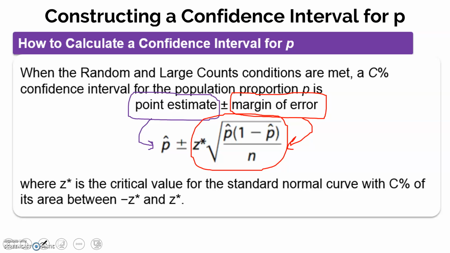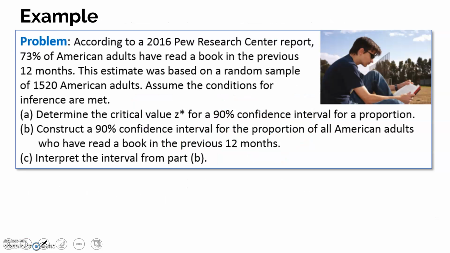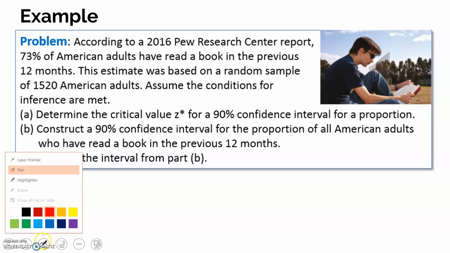Alright, so let's try an example out, and we're going to construct the full interval this time, which is something we've never done. So in this example it says, according to a 2016 Pew Research Center report, 73% of American adults have read a book in the previous 12 months. This estimate was based on a random sample of 1,520 American adults. Assume the conditions for inference are met.